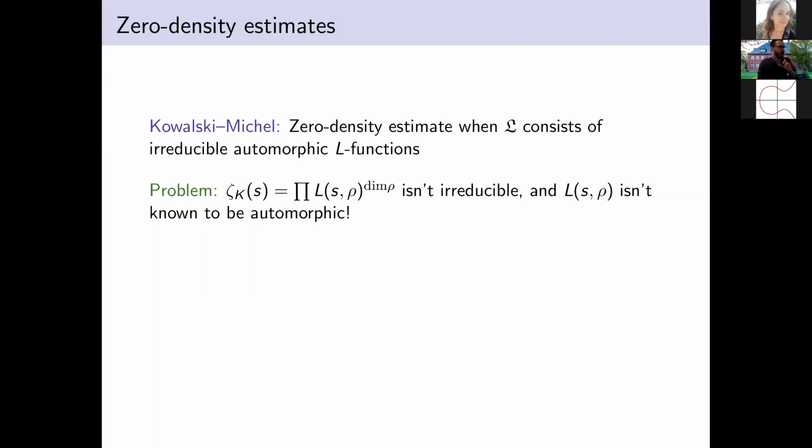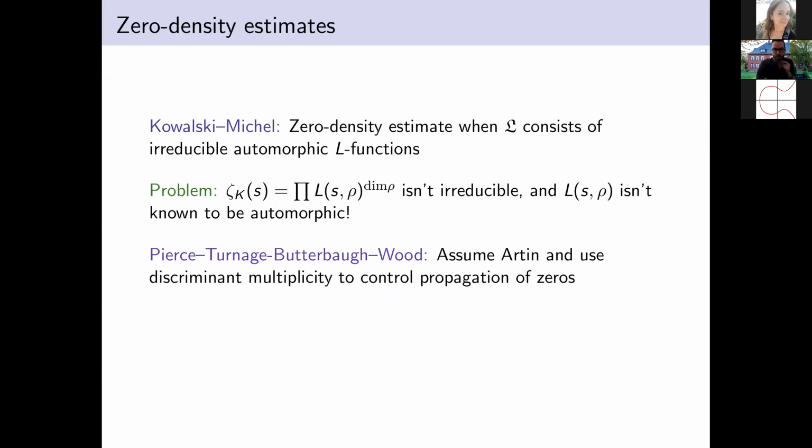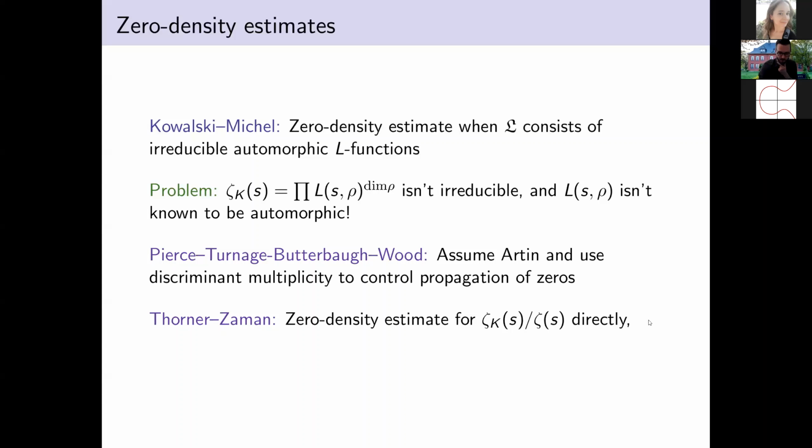So the basic tack adopted by Pierce, Turnage-Butterbaugh, and Wood is that if we're willing to assume the Artin conjecture, then we can apply this zero density estimate of Kowalski and Michel, and then use the discriminant multiplicity conjecture to control the subfields, which correspond to factors that appear for many different fields in our family. So we control the propagation of zeros using this discriminant multiplicity conjecture. The idea of Thorner and Zaman is to prove a zero density estimate directly for this quotient of zeta functions. And this carries with it a natural factor of this intersection multiplicity.